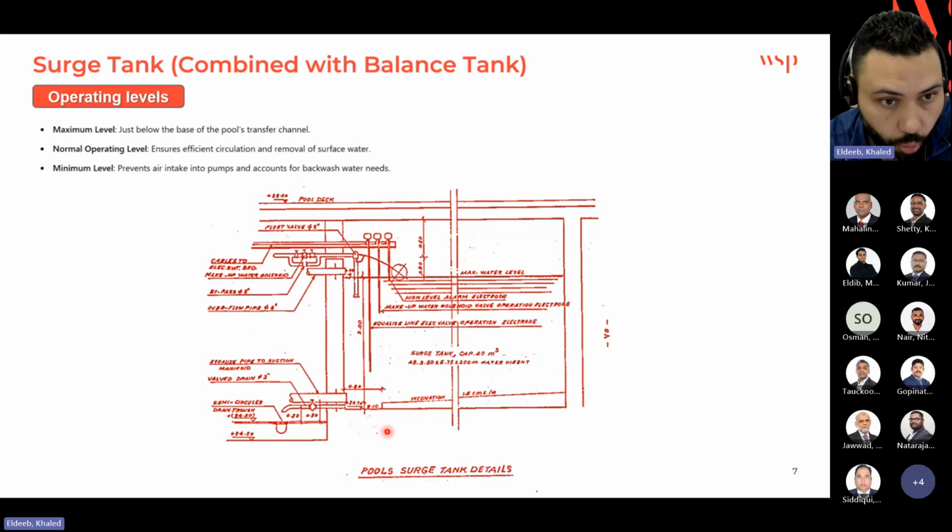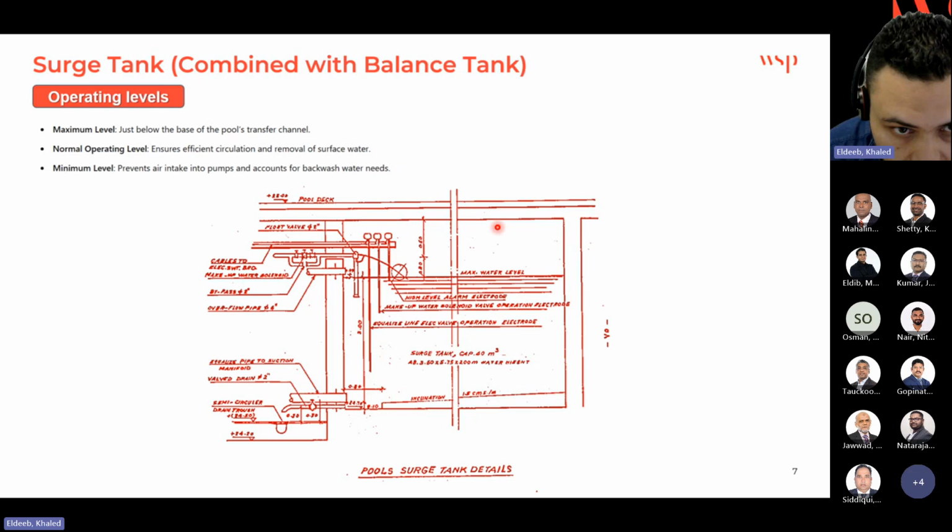So what is the difference in this balancing tank? First, we need to consider in our design this space, they call it freeboard, or the extra height.